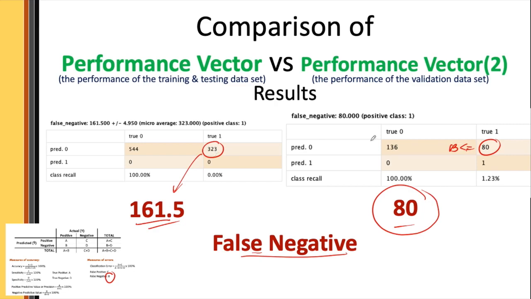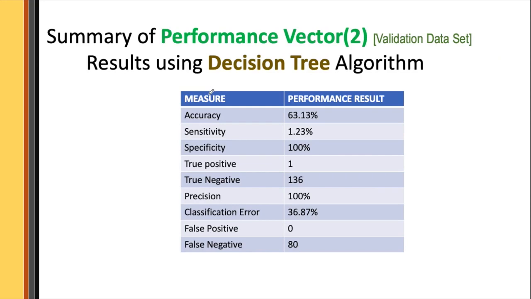So this shows that based on the 3 measures of errors, for the classification error and the false negative, the performance of the validation dataset is better than the performance of the training and testing dataset. In terms of the false positive as the criterion, the 2 datasets showed the same performance. Now, to summarize the performance of the validation dataset using the decision tree algorithm, these are the measures of accuracy and these are the measures of error.